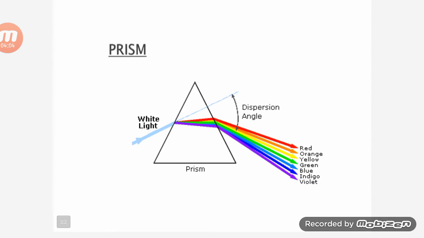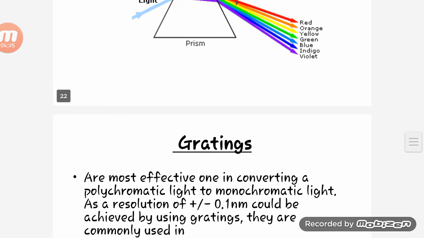So you can see the prism. When white light is passed through the prism, it disperses the light according to the angle and the wavelength of the different light. So you can see the red, orange, yellow, green, blue, indigo and violet light which is dispersed through the prism.